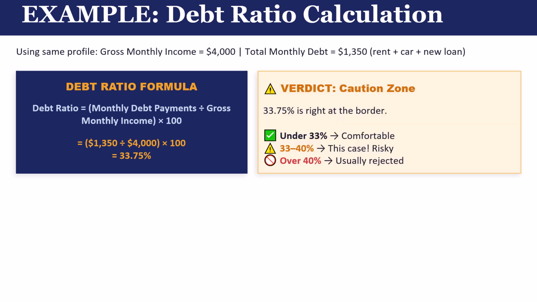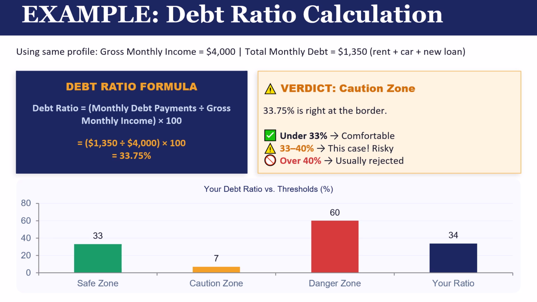To see the verdict, you are in a caution zone because your debt ratio is inside of 30% to 40%. So you are in a warning zone. This case is risky. This is a bar chart showing you your debt ratio with thresholds.